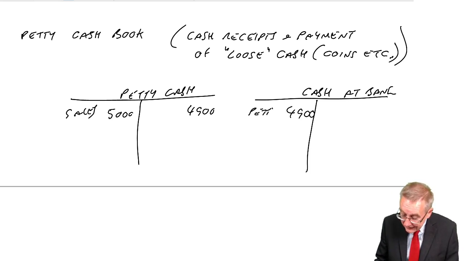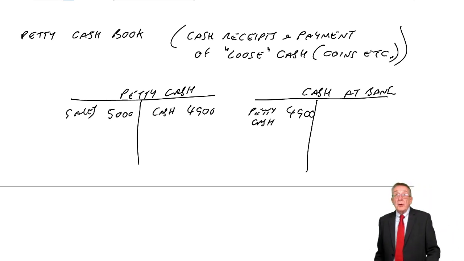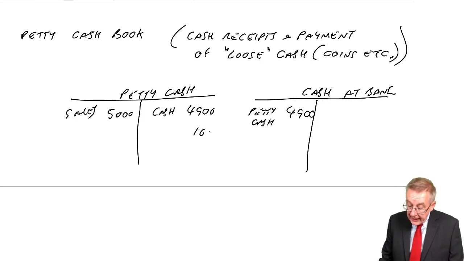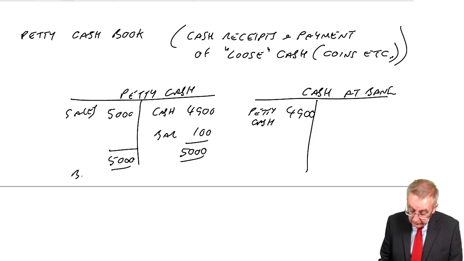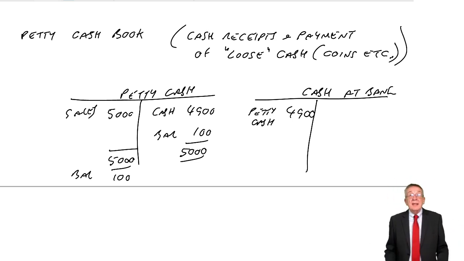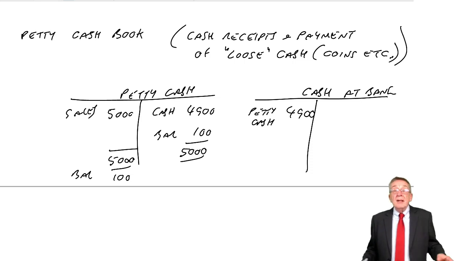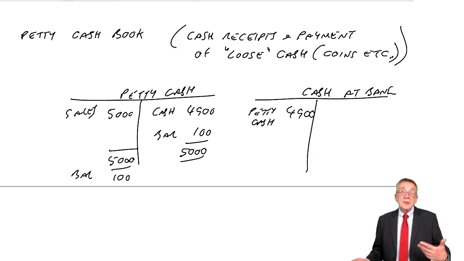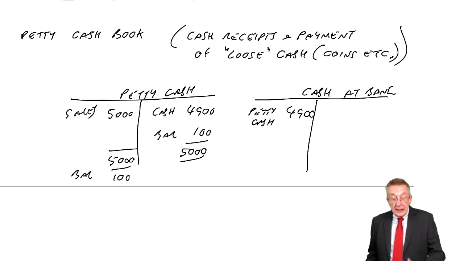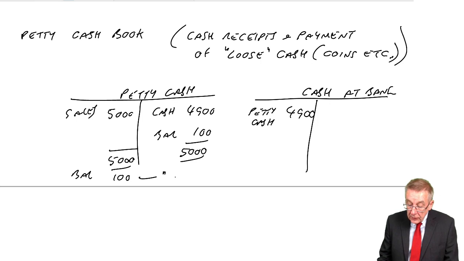Petty cash. Because you've now 4,900 in the bank. That leaves them with 100 in their cash machine in the shop. As I say, they'll usually leave a little bit so that the next morning they can give change to customers, you know, pay with a big note or something. And that balance in loose cash, you'll often see, is called the float.